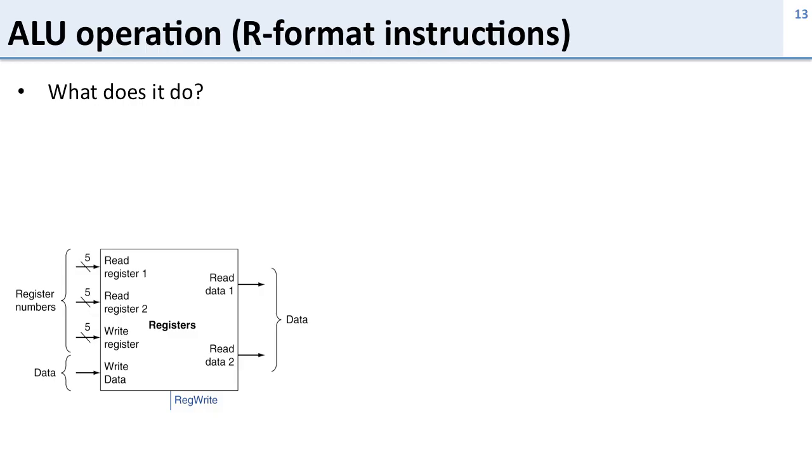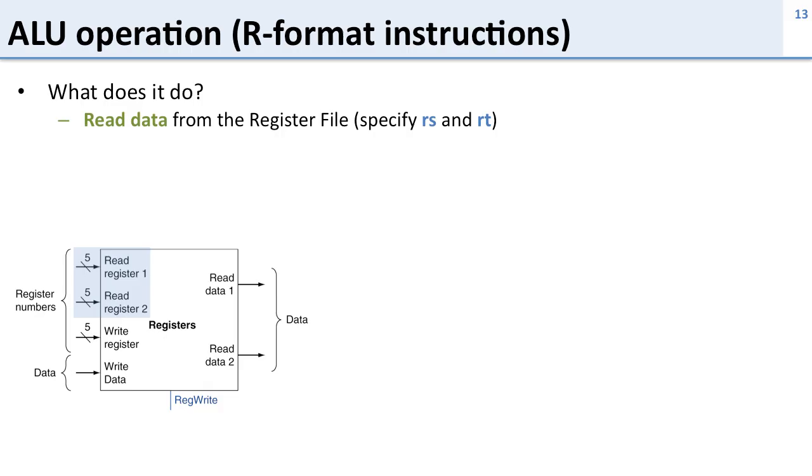So we talked about instruction fetch. Now let's talk about ALU operations, in particular R format instructions. So what do they do? Well, the first thing they're going to do is read data from the register file. Remember, these instructions specify RS and RT. Those are the two source registers for the operation.